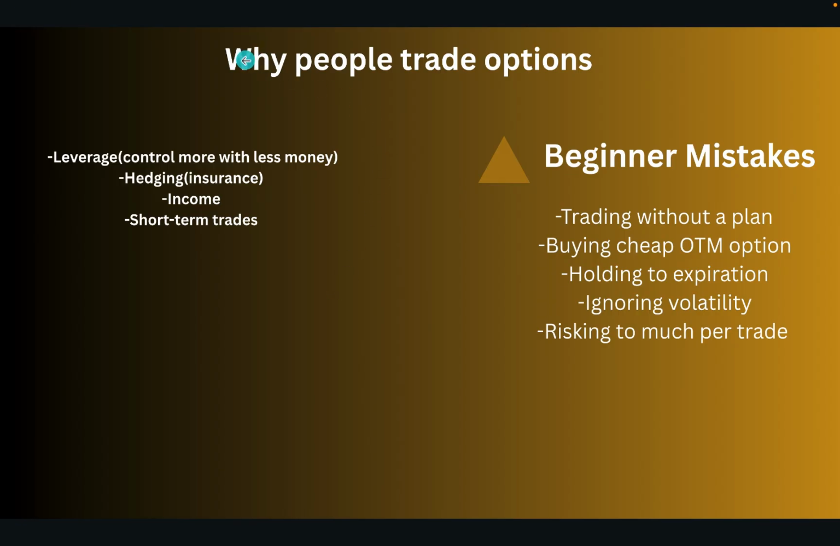So why do people trade options? People trade options because it gives you leverage, allows you to hedge, which is essentially a form of insurance in the stock market, and for income and short-term trades. A lot of mistakes I see beginners make are trading without a plan, buying cheap out of the money options, holding to expiration, ignoring volatility, and risking too much per trade. These are all mistakes that I've personally made, and I'm trying to teach you guys what mistakes not to make.